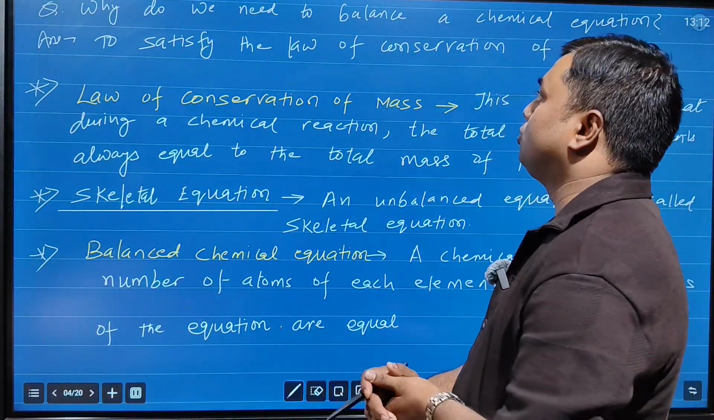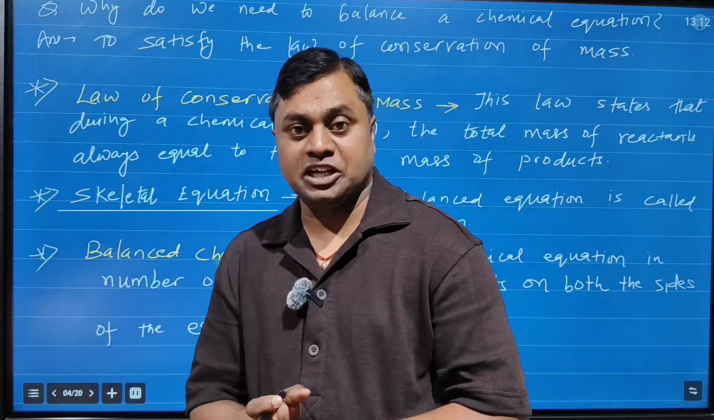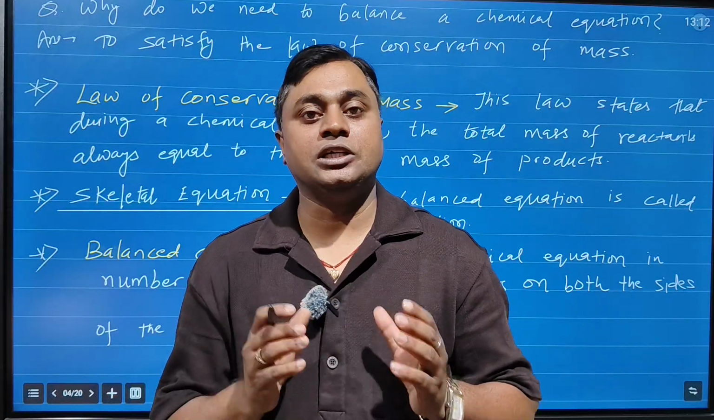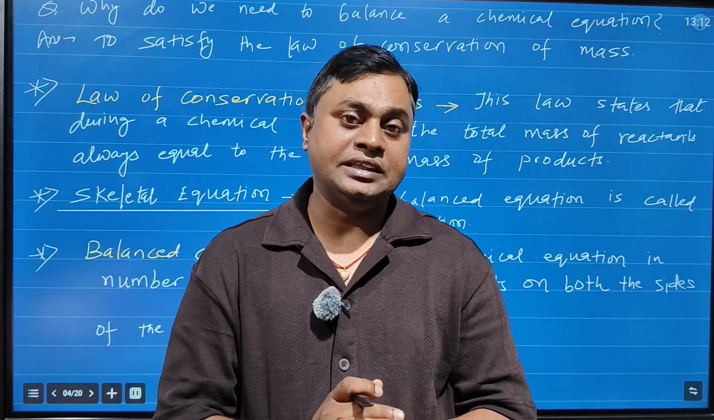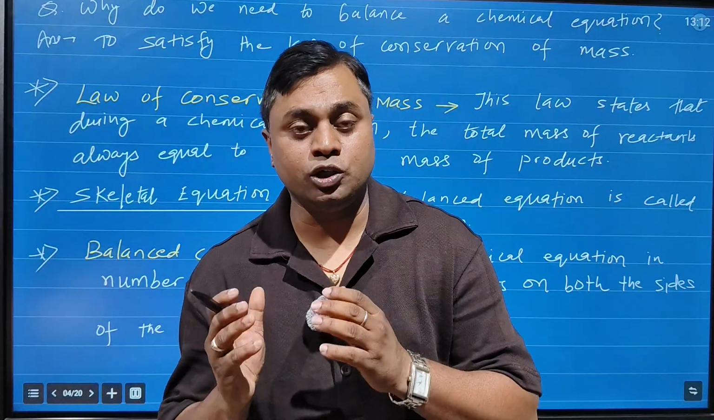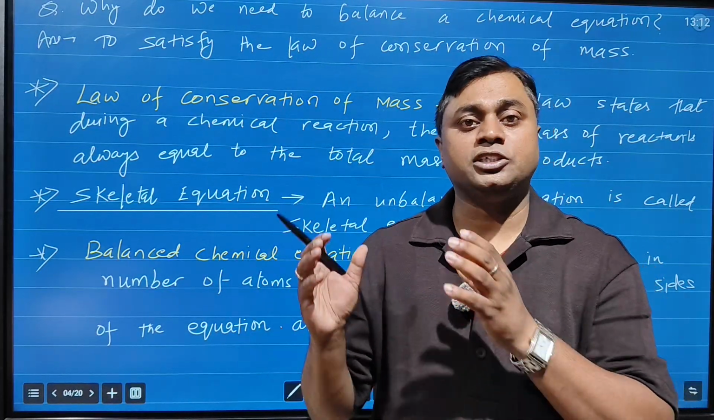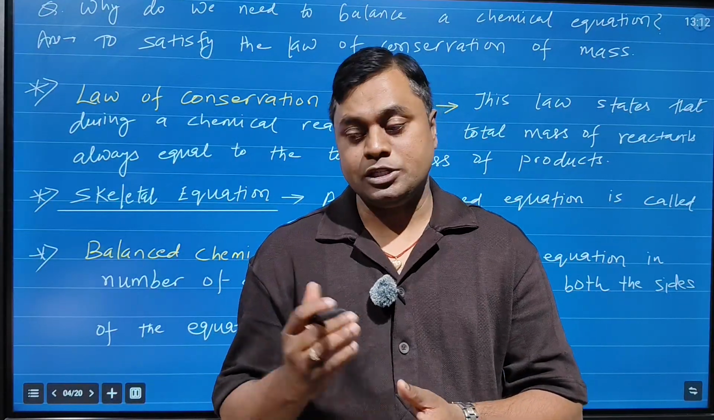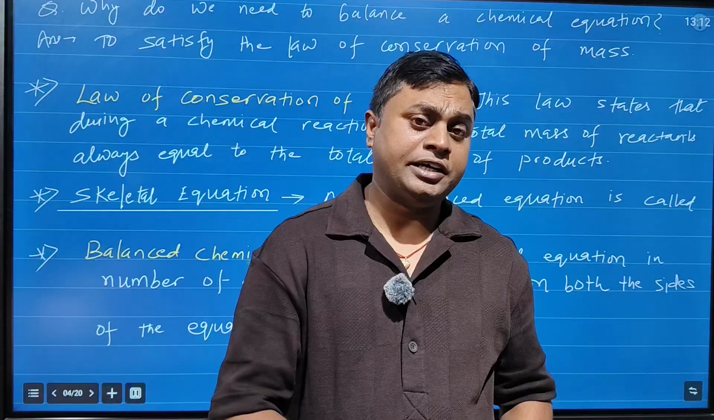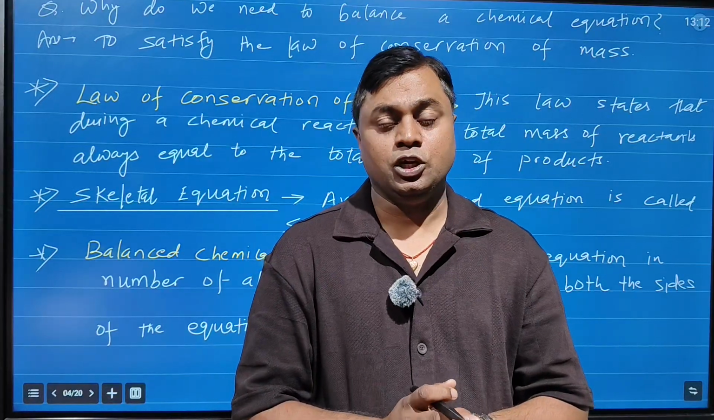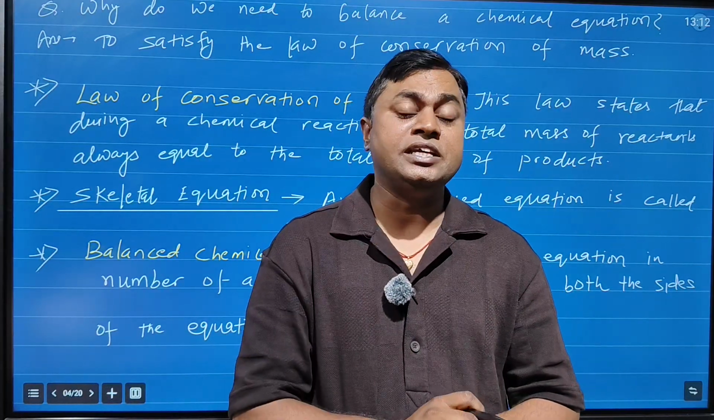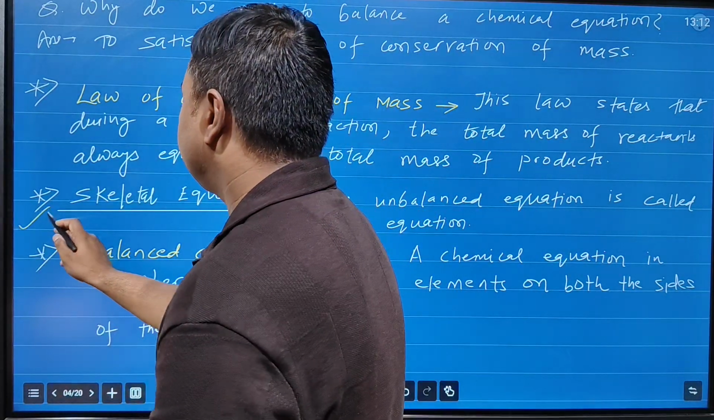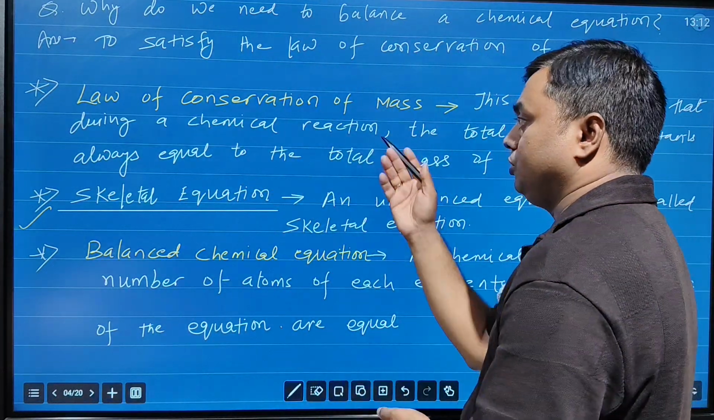Now they are asking one question: why do we need to balance a chemical reaction? Okay, we need to balance a chemical reaction to satisfy the law of conservation of mass. This we have learnt in the 9th grade. What is the law of conservation of mass? According to this law, during a chemical reaction, the masses of the reactants are always equal to the masses of the products. Or in simple words, we can say mass can neither be created nor be destroyed during a chemical reaction. To satisfy this law only, we have to balance the chemical reaction. This question may be asked for 1 to 2 marks. Okay. So you can see the law of conservation of mass definition.